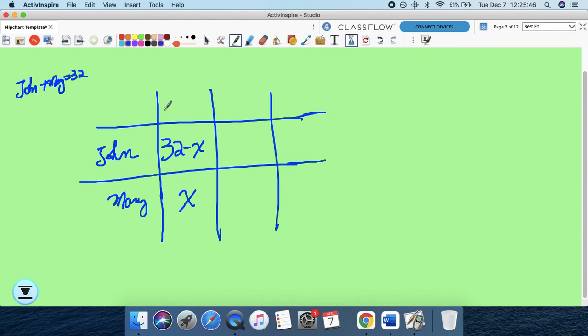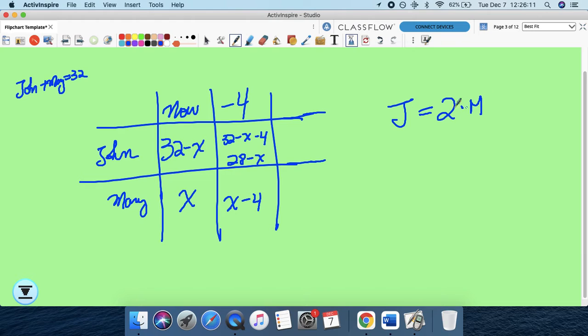4 years ago, so that's now right now. 4 years ago, Mary was x minus 4. 4 years ago, John was 32 minus x minus 4, which we can combine like terms and we get 28 minus x. So we also know that 4 years ago, John was twice as old as Mary, 2 times Mary. So we're going to use their ages 4 years ago.